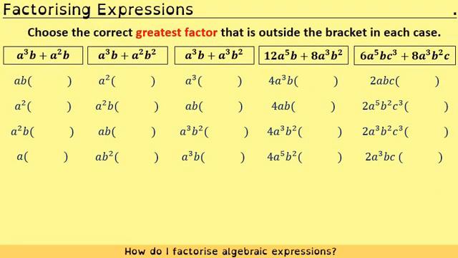Now we are working at a really high level at this stage, so if you're finding this difficult, don't worry, because it is difficult. Just persevere, make notes, and it will all make sense, and the more we practice these types of questions. So, I've got 5 questions again, 5 algebraic expressions at the top, and you have 4 options for each. You need to decide once again, you need to choose the greatest factor that's outside the bracket for each case. So pause the video now and have a go at these.